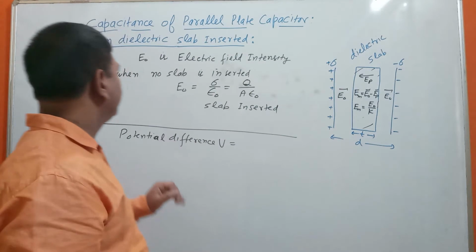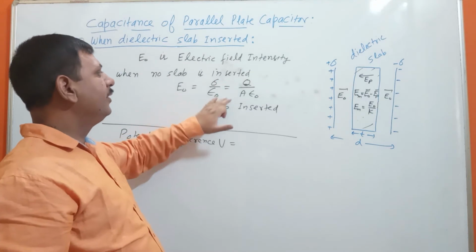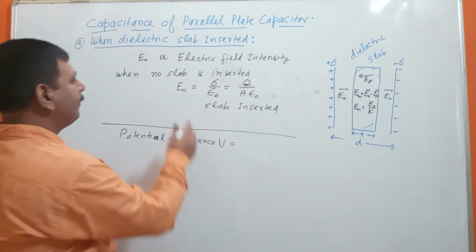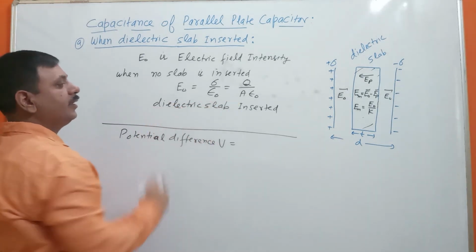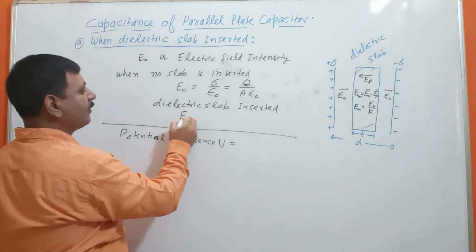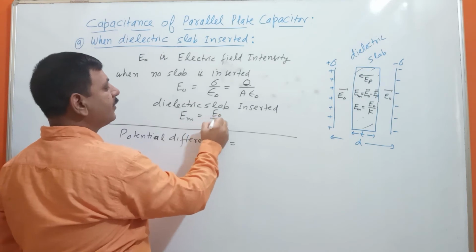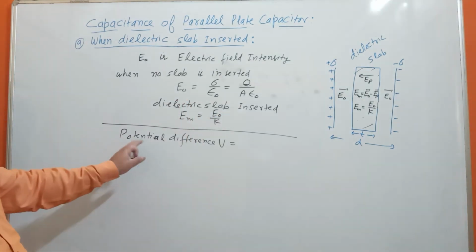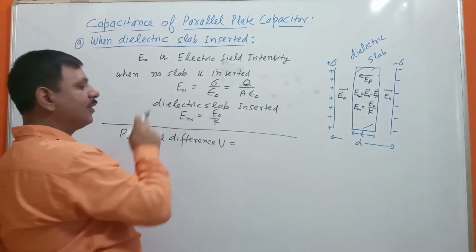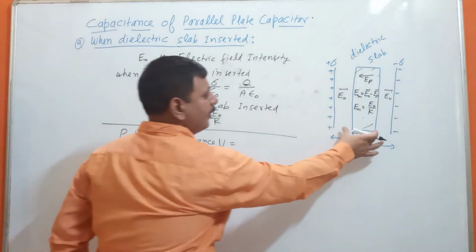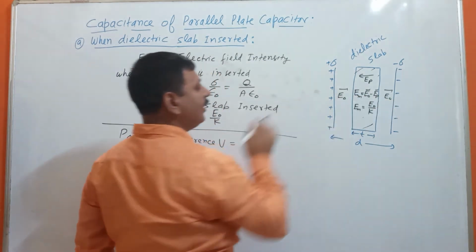So when the dielectric slab is inserted, the net electric field inside the slab becomes 1 upon K times the electric field E naught. See here, E naught is the electric field intensity when no slab is inserted. E naught is equal to sigma upon epsilon naught, Q upon A epsilon naught. When the dielectric slab is inserted, the electric field inside the slab, E M, is 1 upon K times E naught. So what will be the potential difference? This electric field E M is for width T, and for the rest, D minus T, the electric field is E naught.